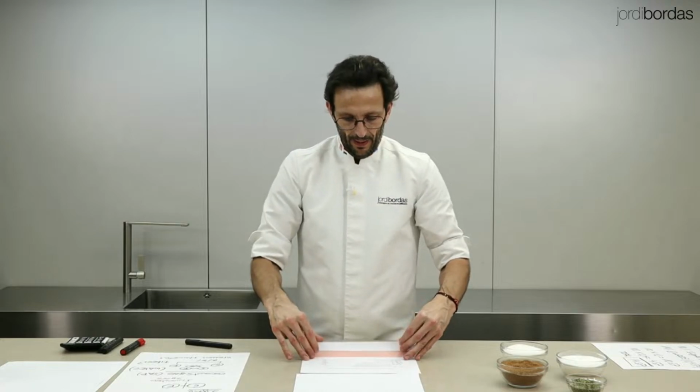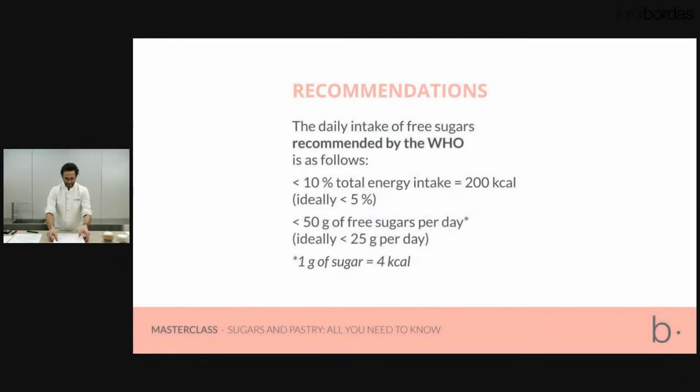Okay, let's move here to the next part of the presentation. We have some questions that I will answer at the end, okay? And here you have really interesting information that comes from the World Health Organization. This is something that I always explain in our courses, because in order to understand why we need to reduce sugars in pastry, first we need to understand the impact that they create in our body. For this reason, in the first part of the presentation you have a lot of information about this.